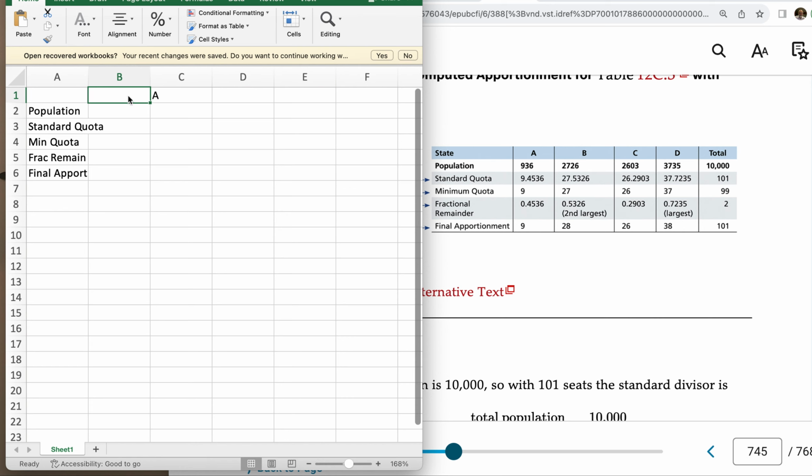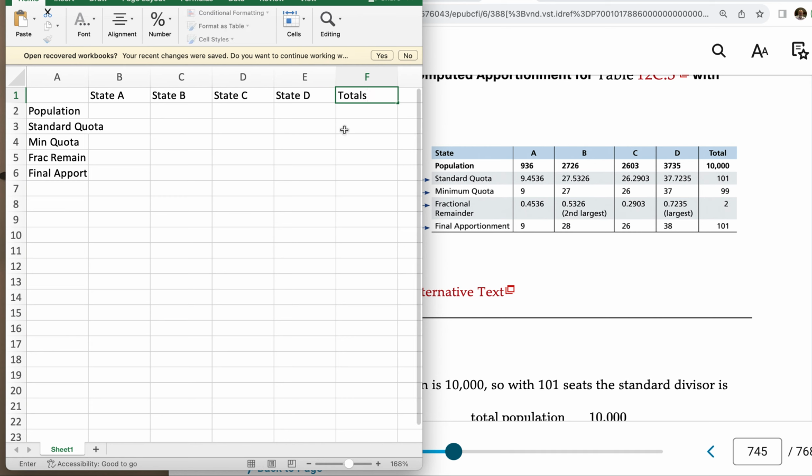And up here they said this was state A. I'll even write that. State A, B, C, and D. And there were totals in this column.